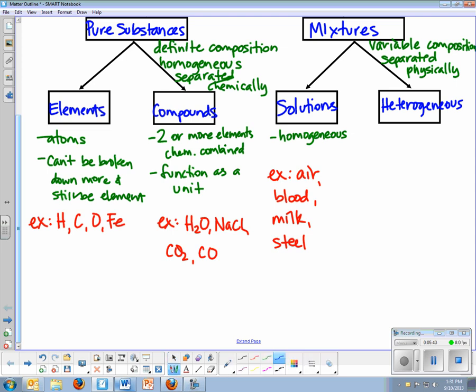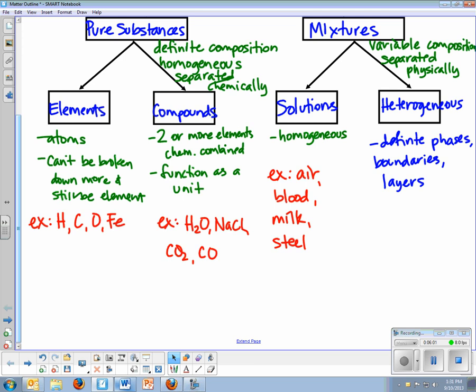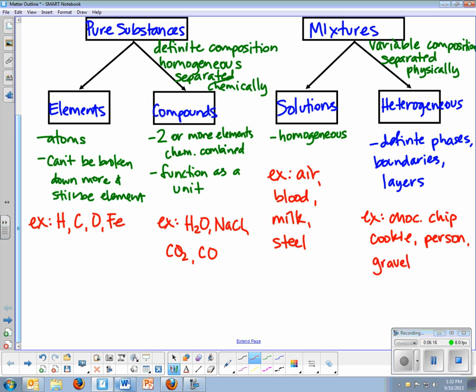Heterogeneous mixtures are mixtures that look different throughout, so they have definite phases, boundaries, or layers. Examples of these would be a lot of foods like a chocolate chip cookie. Yum. A person. Gravel. You're going to have different size chunks. You're going to see different pieces in there.